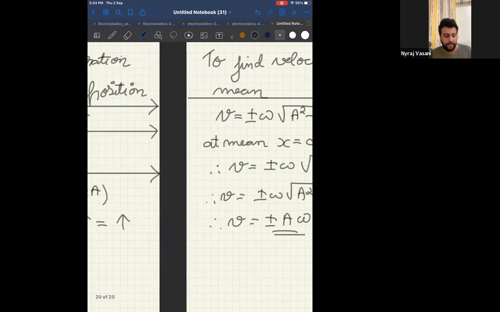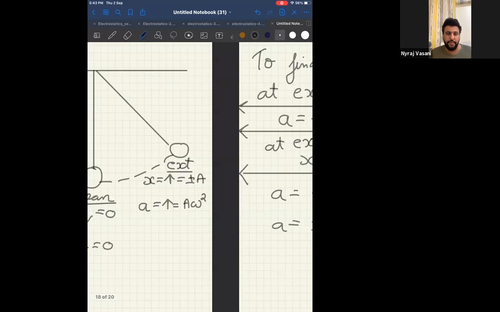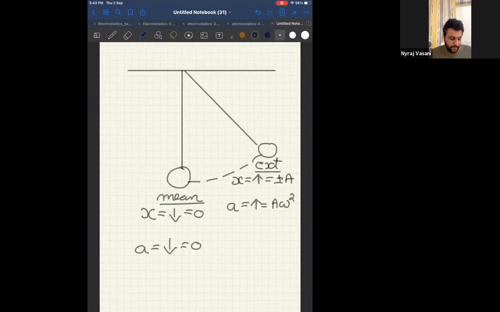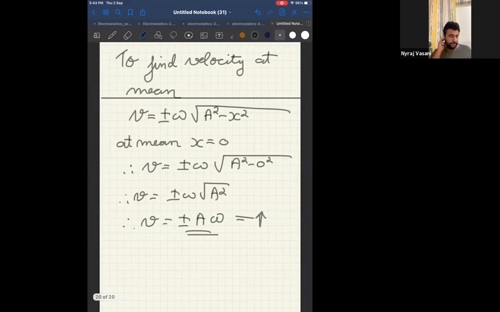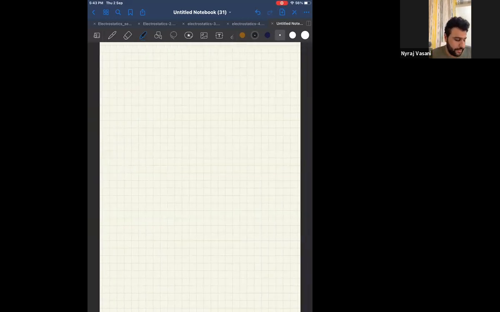Now, if you look at velocity, we found velocity at mean position. Therefore, I can write velocity at mean position is maximum. Everyone look at the screen. And the value is A omega. Got it? Clear? Now, can you guess the next derivation? To find velocity at extreme.